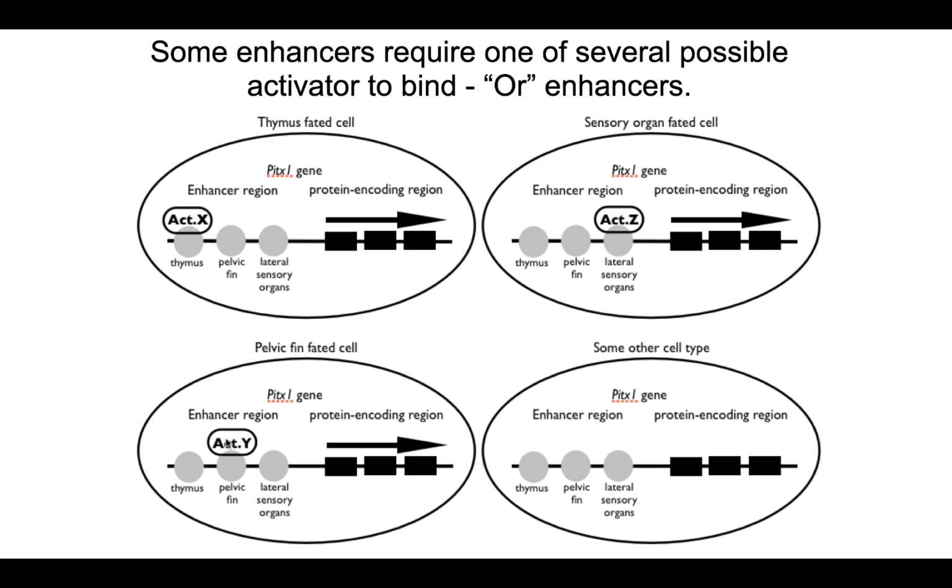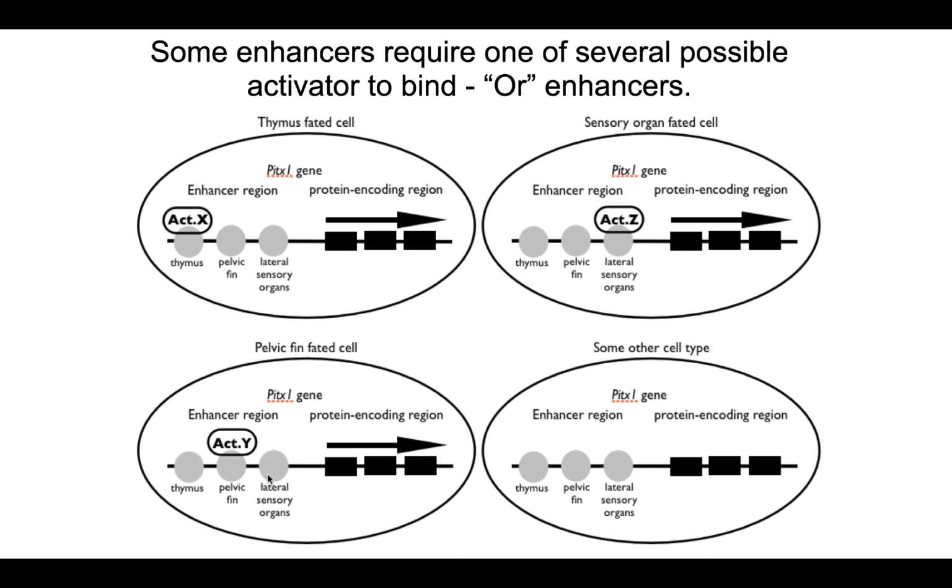Well, it turns out that the way this has evolved, if a mutation occurs within this particular regulatory element, the pelvic fin regulatory element, activator Y can no longer bind it. Which means that only cells that are fated to become pelvic fins will no longer make PITX1. PITX1 still can be made in thymus-fated cells. PITX1 can still be made in sensory organ-fated cells.